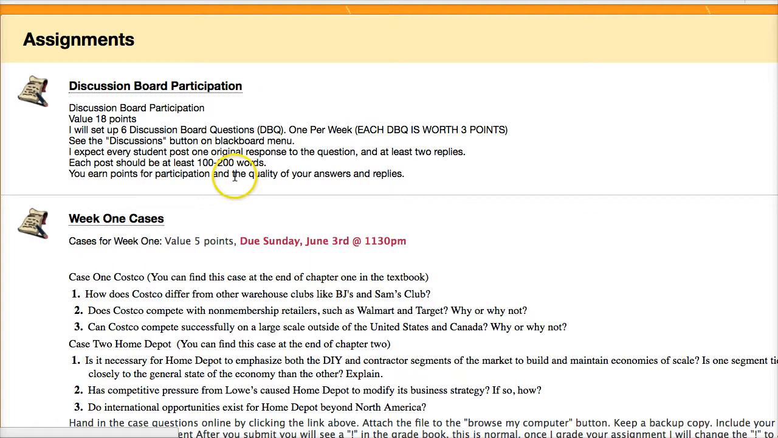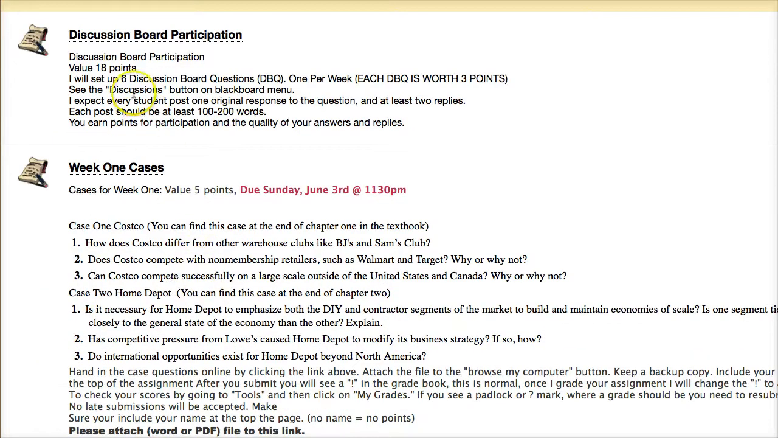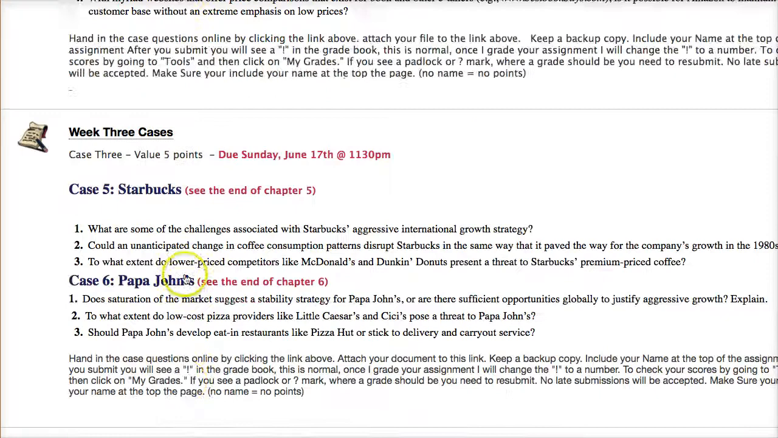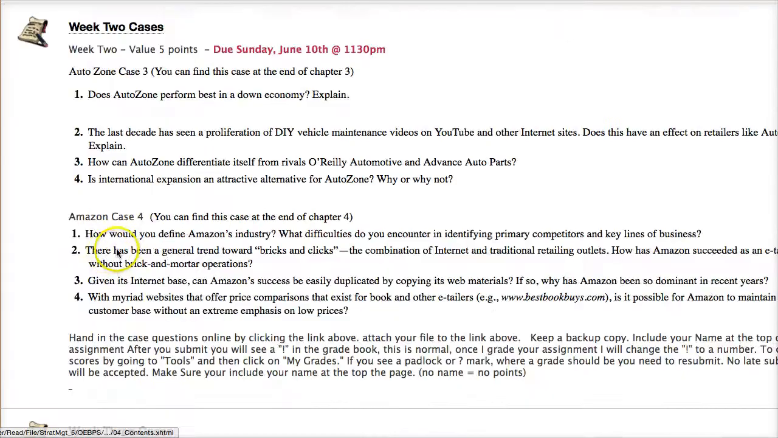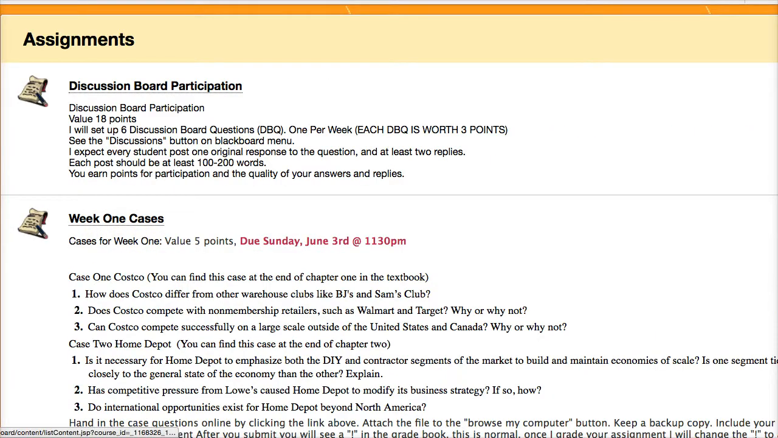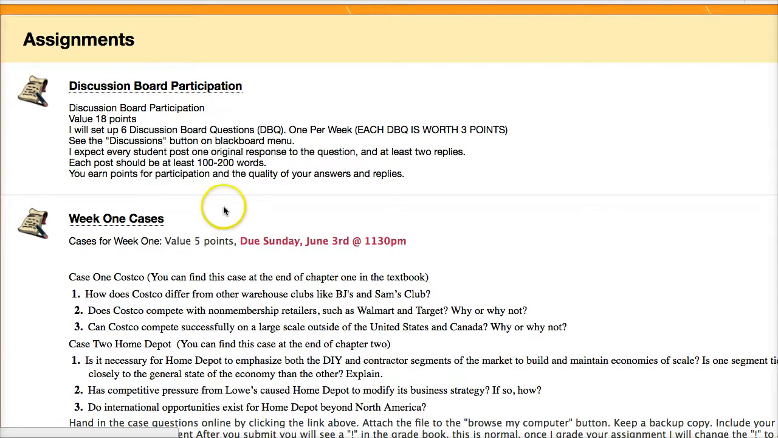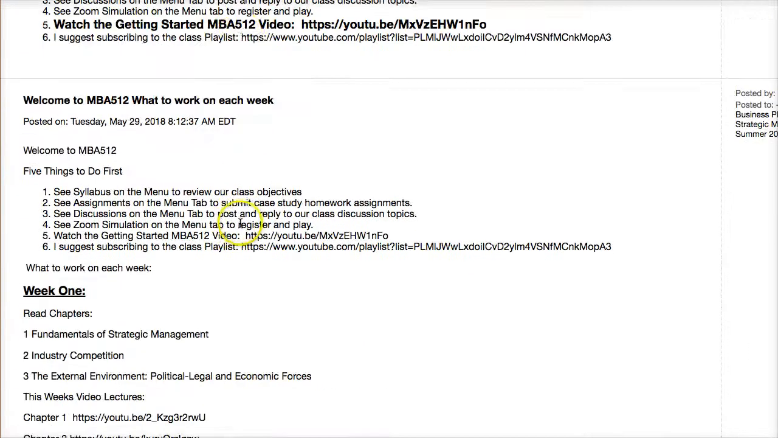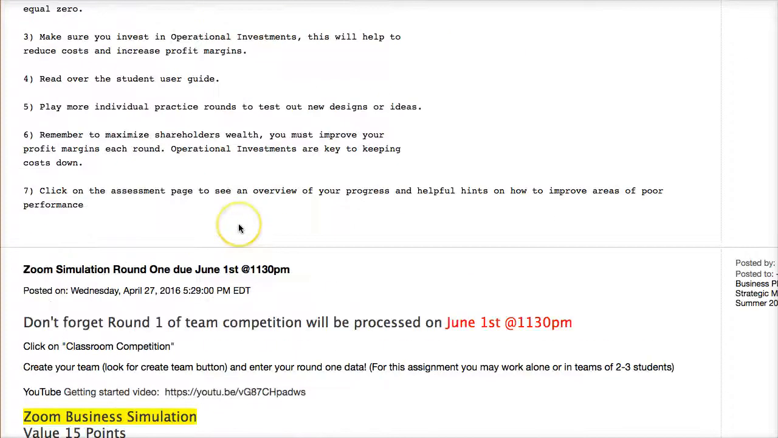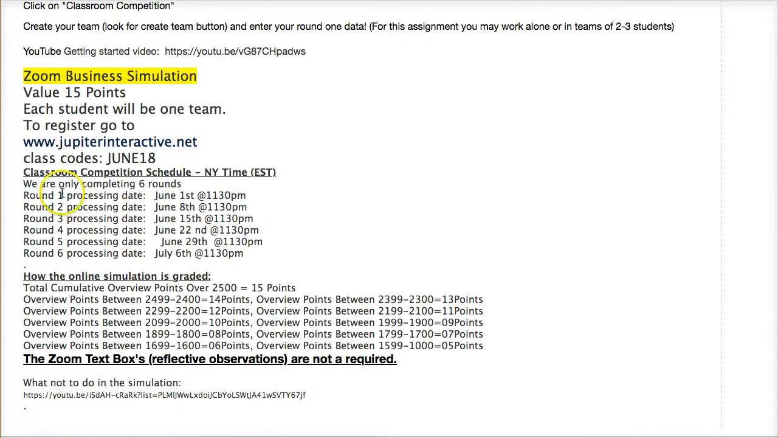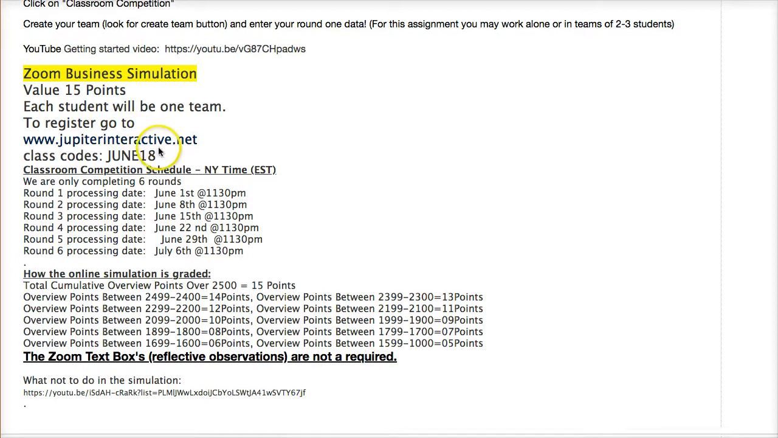Finally, those are the 2 things you've probably finished up with: the discussion boards. You're working on the cases, and we also have the simulation, which is what we're going to discuss today. If you go to announcements, and I go down to the simulation, here every Friday it looks like we're going to be doing a round of the simulation, and it's 15 points of the grade.